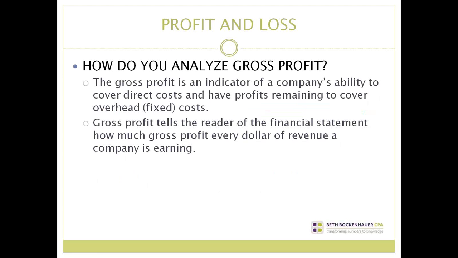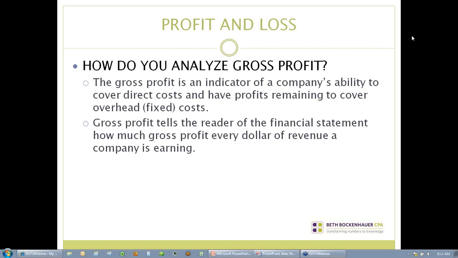So moving on, how do we analyze our gross profit? Well, the gross profit is actually an indicator of a company's ability to cover direct costs and have profits remaining to cover their overhead costs or their fixed costs, which we'll discuss here in a few minutes. And gross profit tells the reader of the financial statement how much gross profit every dollar of revenue a company is earning.